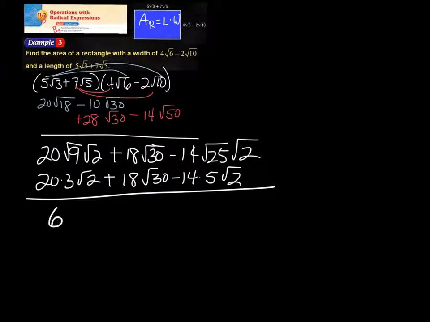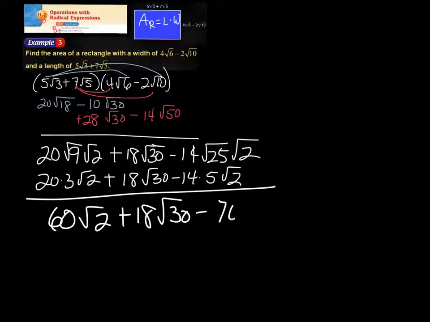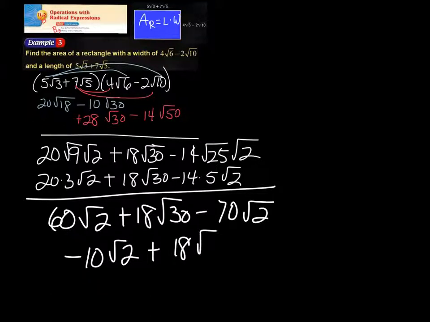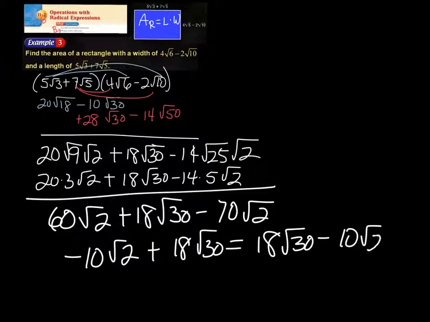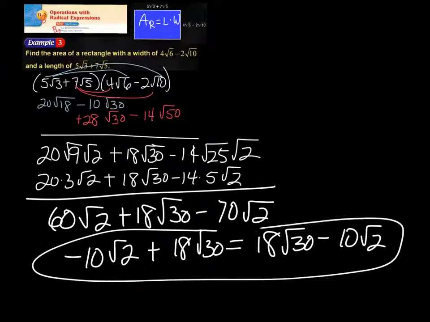20 times 3 is 60. And I still have my 18 square root of 30. 14 times 5 is 70. And 60 minus 70 is negative 10. I don't know that the order matters. If I wrote negative 10 square root of 2 plus 18 square root of 30, that would be the same as 18 square root of 30 minus 10 square root of 2. Doesn't matter which order you write it in.